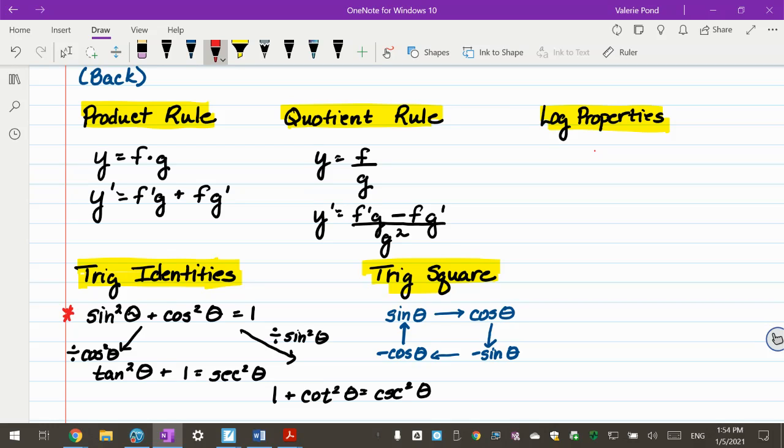The last one is your trig square, which helps you with the derivatives: the derivative of sine theta is cosine, the derivative of cosine theta is negative sine, the derivative of negative sine is negative cosine, and the derivative of negative cosine is sine, and then it keeps going around and around. We'll be using that later with antiderivatives too. I just wanted to do this quick little video so you can make your own card at home, or do this on a sheet of paper so you'll have everything in one spot.